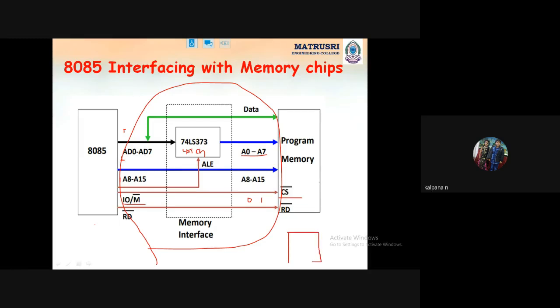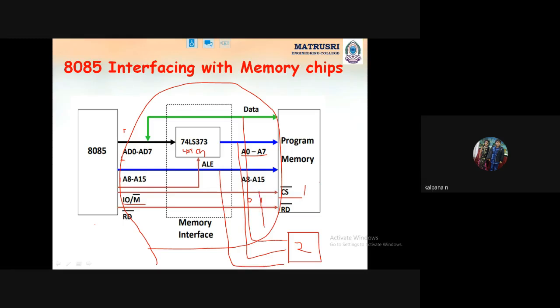Now here only one memory chip is there. We are interfacing only one memory chip. Like this, we can interface more than one memory chip. Here I have taken the example of two, this is one and this is the second. So how can we connect all these signals? We need to connect again here like this.